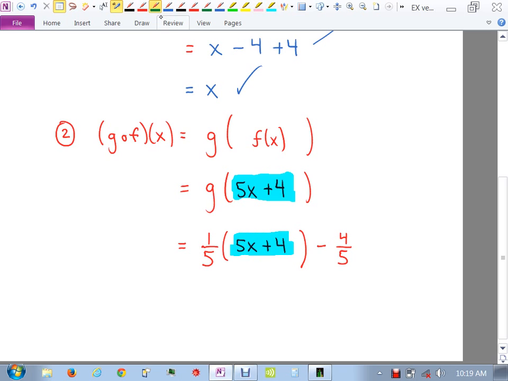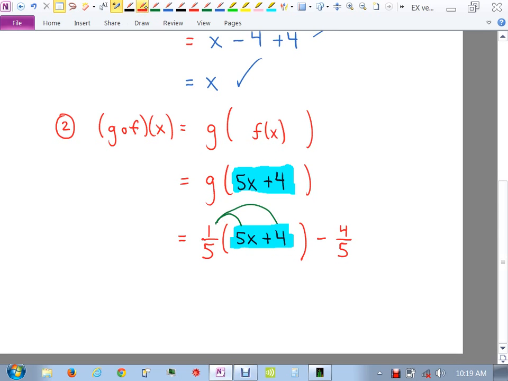Now distribute the 1/5 through. Tell me what you get. You get x plus, now 1/5 of 4 is 4/5, and then you still have the minus 4/5 out here, which equals x, and that checks. So now they are official inverse functions.